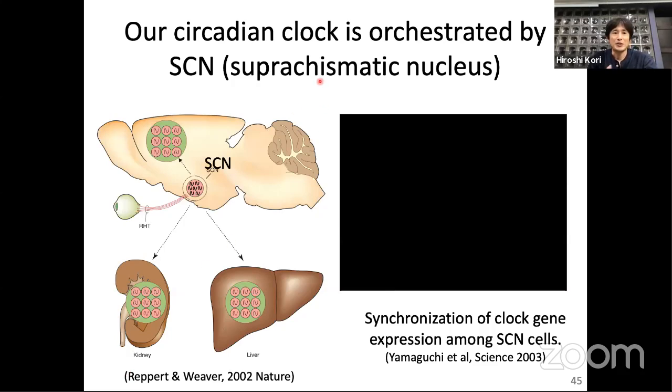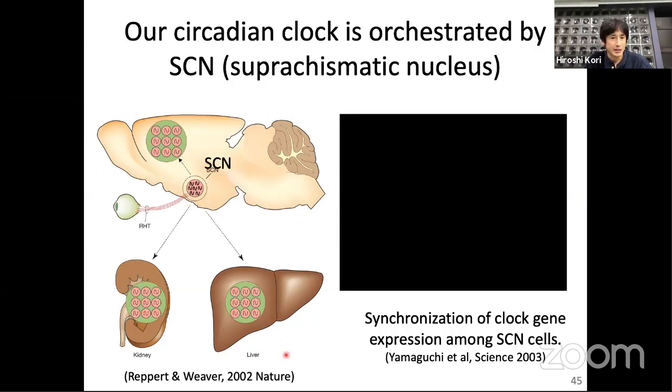Okay, so let me first explain what our biological clock is. Our circadian clock is about a 24-hour clock in our body. Our circadian clock is orchestrated by the SCN, a small tissue in the brain, the so-called suprachiasmatic nucleus. This tissue consists of thousands of neurons, and each neuron is a genetic oscillator with a period of about 24 hours. So we actually have a large population of oscillators in our brain, with a 24-hour rhythm. This tissue is known to control the biological clocks in the entire body. If you lose this tissue, you will lose the circadian rhythm, for example the sleep-wake rhythm or the body temperature rhythm as well.